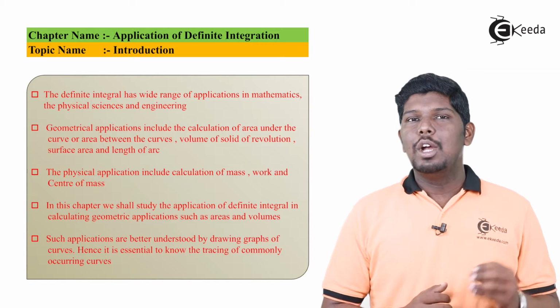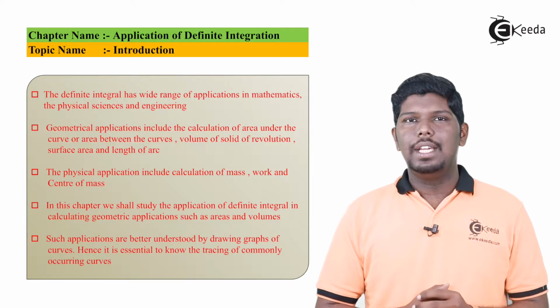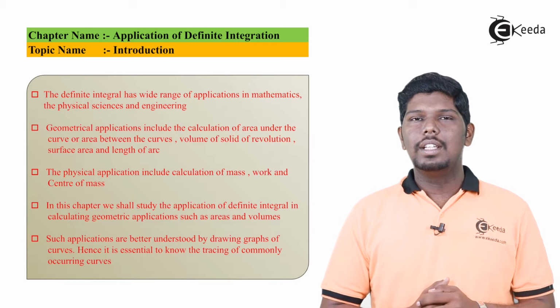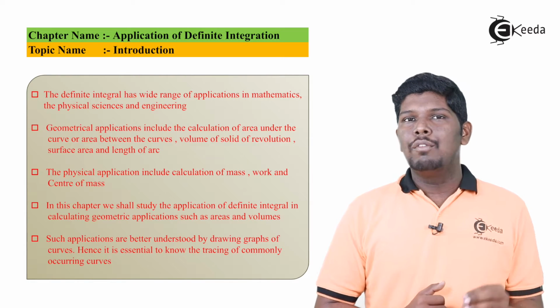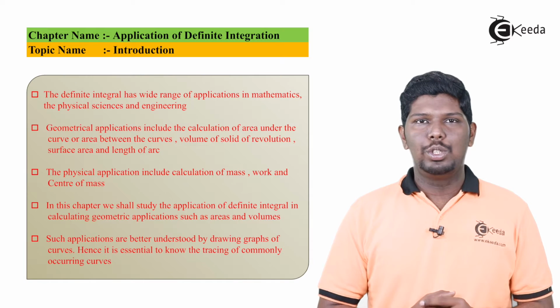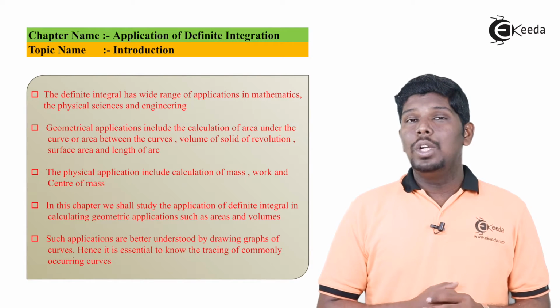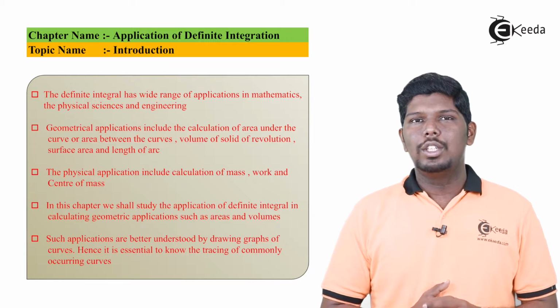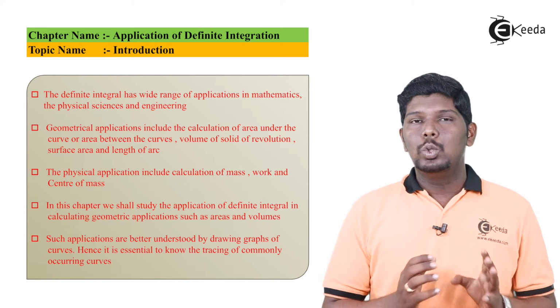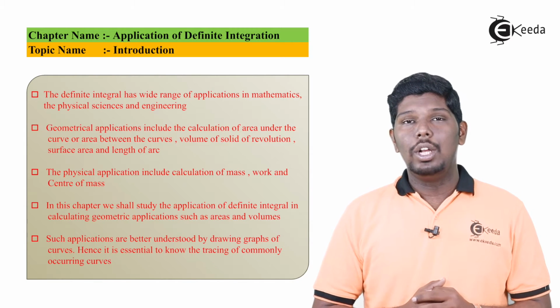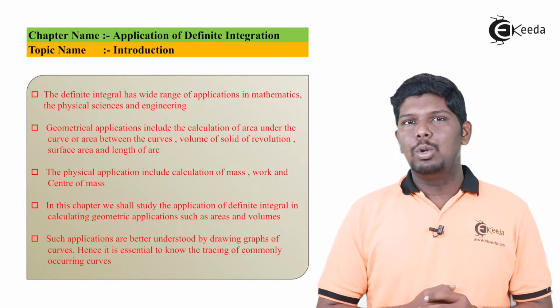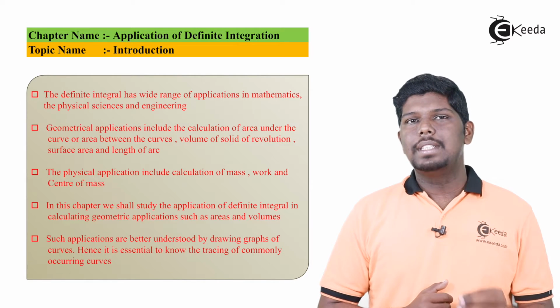In this chapter, we are going to study only the geometrical applications like calculation of area under the curve, area between the curve, and volume obtained after solid revolution. Such applications are only understood when you have the knowledge of drawing different types of graphs. So in this chapter, basically we should have knowledge of drawing standard parabolas and different types of ellipse and circle.